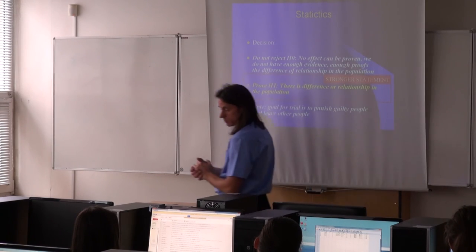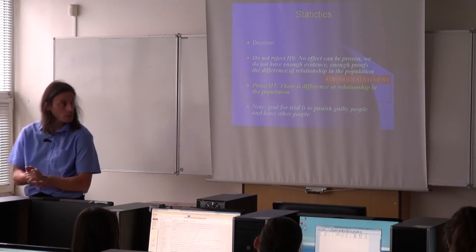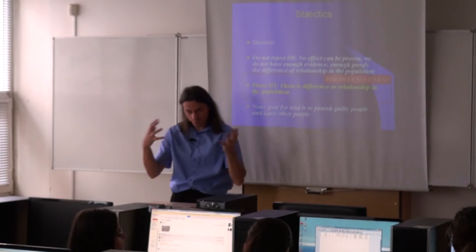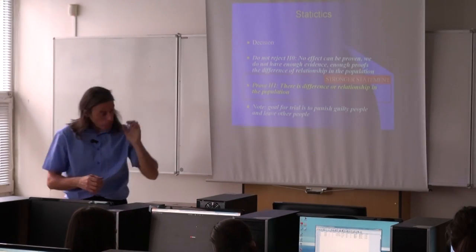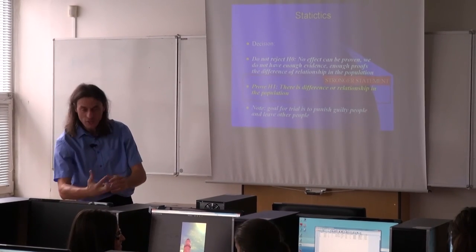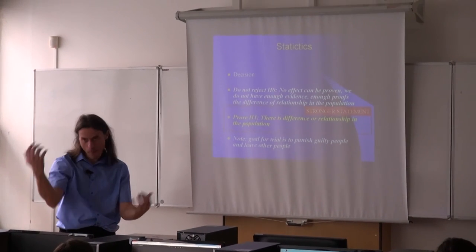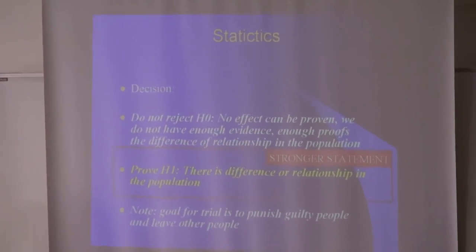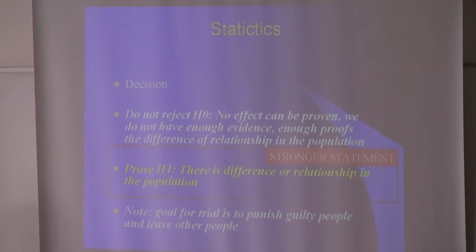What can be the decision in statistics? The stronger one, and that's what is usually published, is: okay, I have proven some difference, I have proven some relationship, and I will be famous as I publish the best article in the best journal, etc., or the best book.